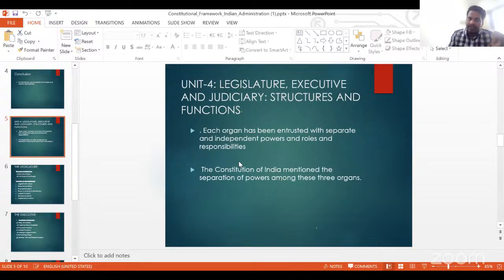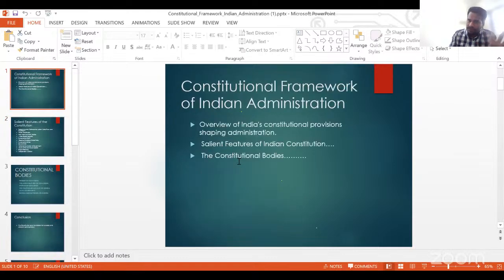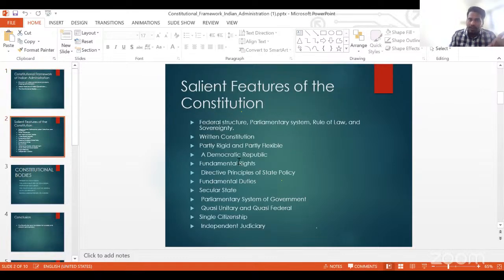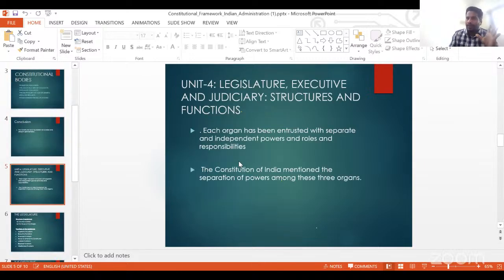In unit 3, we will just go over the constitutional framework, the broad area. Only broadly we have gone. Then we will look in detail at what the powers of the legislature, executive, and judiciary are. Here we go in detail.